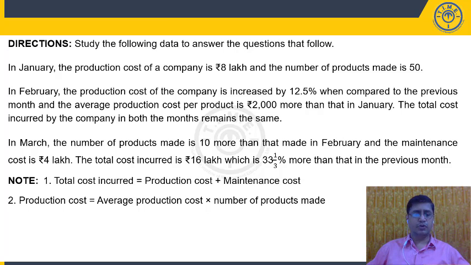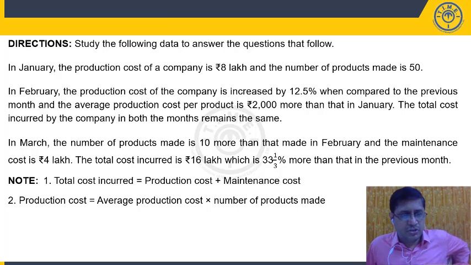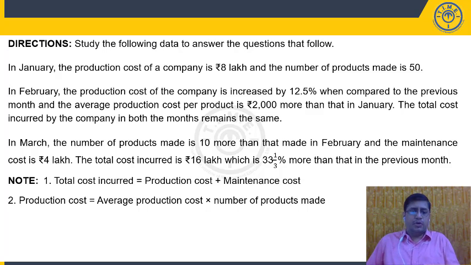The footnote here: total cost incurred is equal to production cost plus maintenance cost, and production cost is equal to average production cost into number of products made. This is the footnote. Three months are given here: January, February and March. I am taking January, February and March.